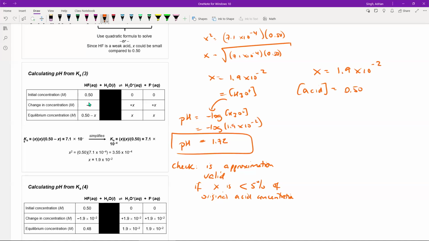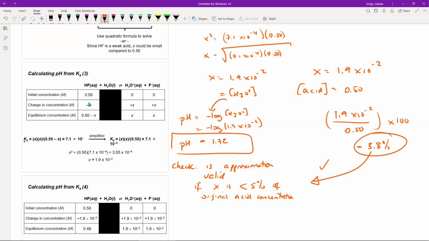So all I'm going to do to see whether it's valid, I'm going to take that x value, 1.9 times 10 to the minus 2, divided by the original concentration, and then I'm going to times it by 100. All right, so if I divide that, I end up with 3.8%. Okay, so that means then that my approximation is valid. X was so small, less than 5%, that it's a useful tool to use. I'm going to say check yes.